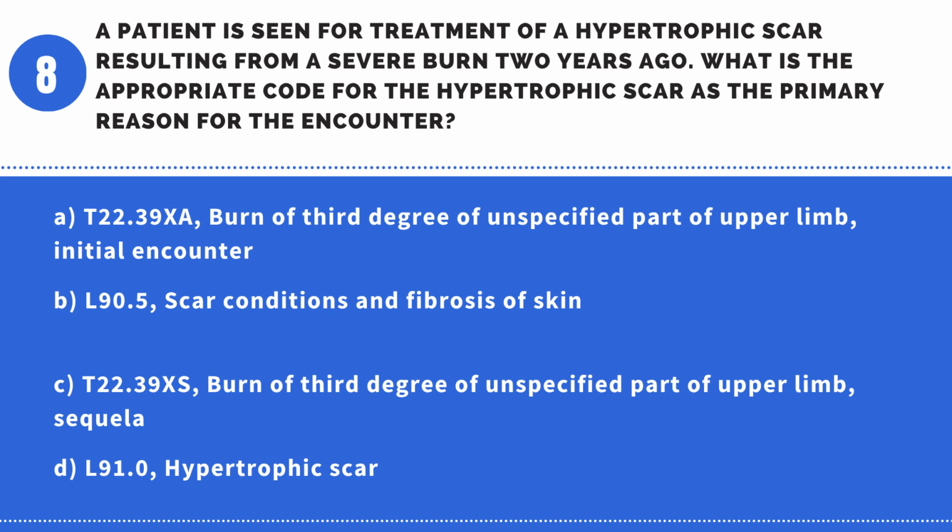Question 8. A patient is seen for treatment of a hypertrophic scar resulting from a severe burn 2 years ago. What is the appropriate code for the hypertrophic scar as the primary reason for the encounter? A. T22.39XA, burn of third degree of unspecified part of upper limb, initial encounter. B. L90, scar conditions and fibrosis of skin. C. T22.39XS, burn of third degree of unspecified part of upper limb, sequela. D. L91.0, hypertrophic scar.